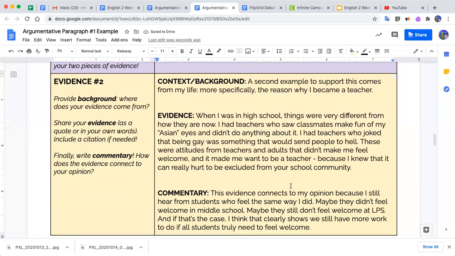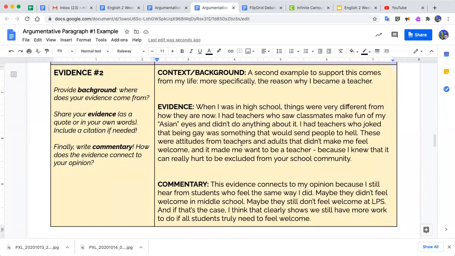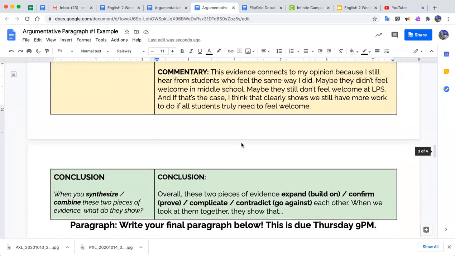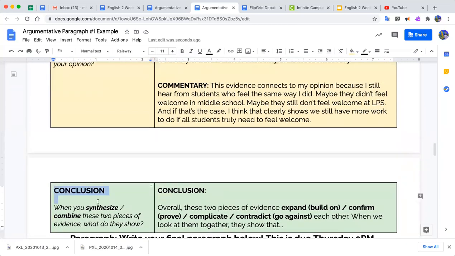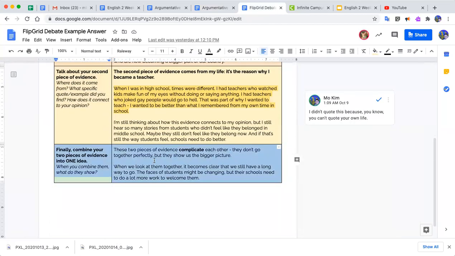So that's kind of the other end of it. My life story is kind of my second evidence, but it helps show the bigger picture, so I'm going to add it there. And last thing, really quick, we're going to move on to the conclusion now: when you combine these two ideas, what do they show? This is the same thing that you did in the Flipper debate. You had two ideas and then you combined them together.